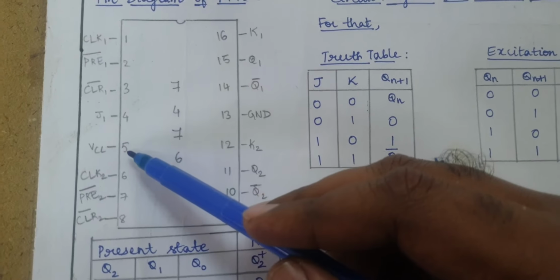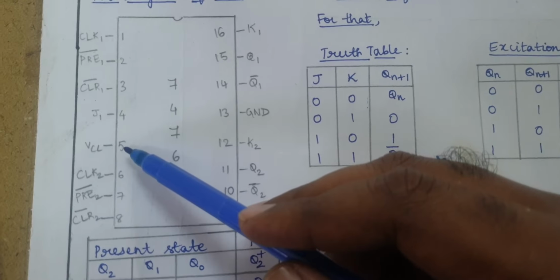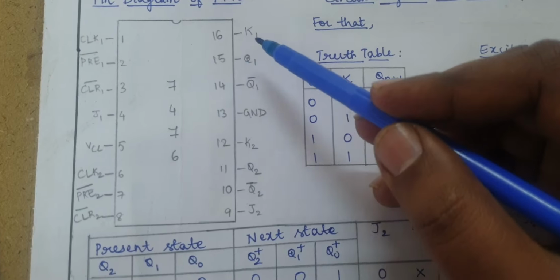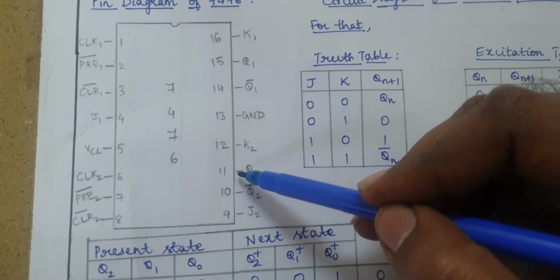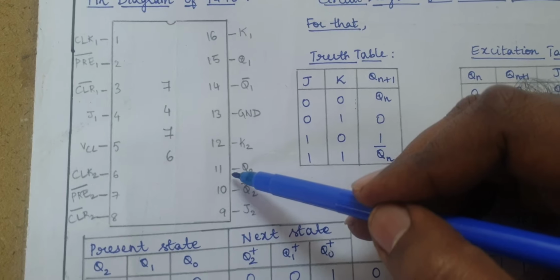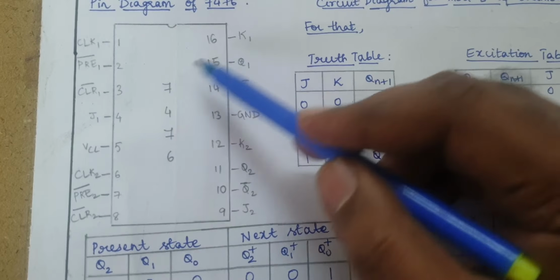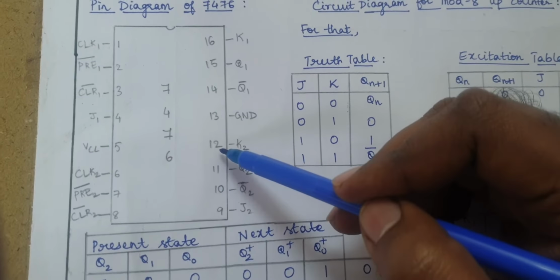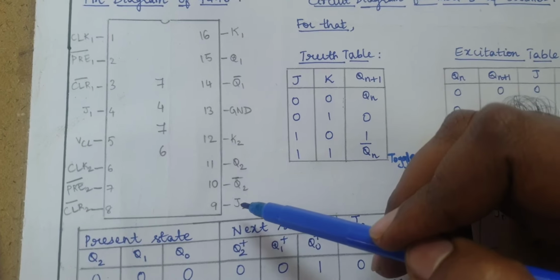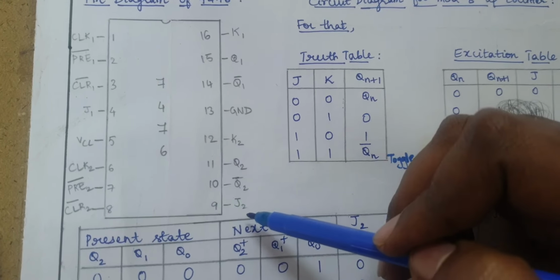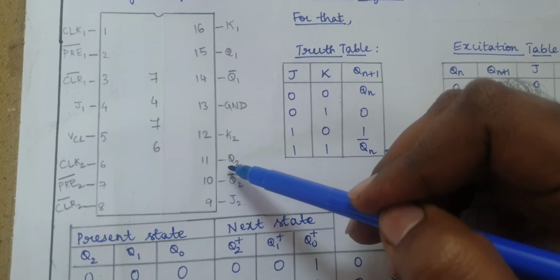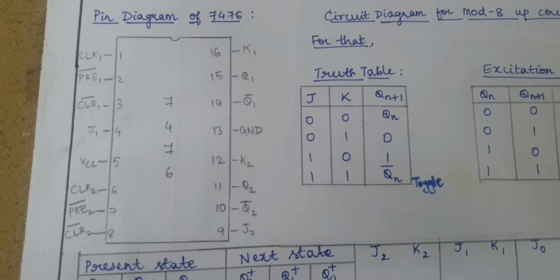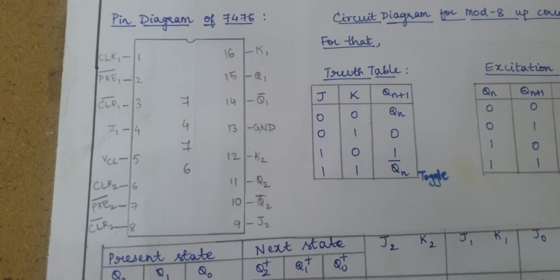Then we have the 5th pin for power supply. Next we have 15 and 11th pin for Q1 and Q2. 4 and 16 for J1 and K1. 13th pin is ground. 12th pin is K2. 9th and 10th are J2 and Q2 bar. 11th pin is Q2. So this is the pin diagram of your 7476 IC.